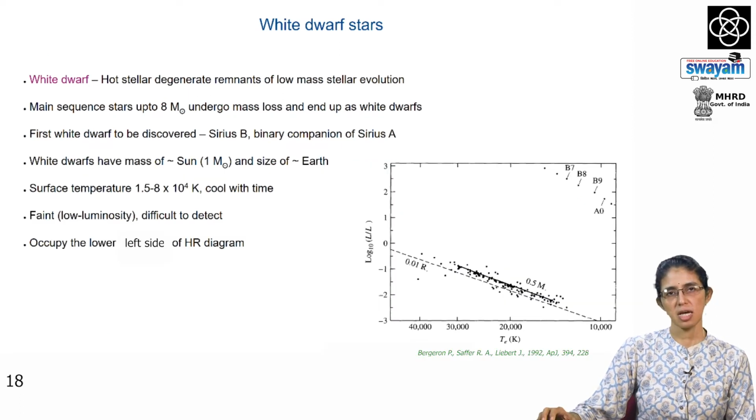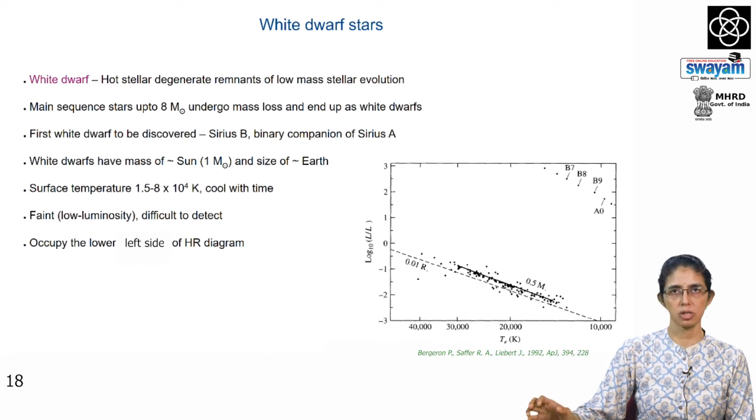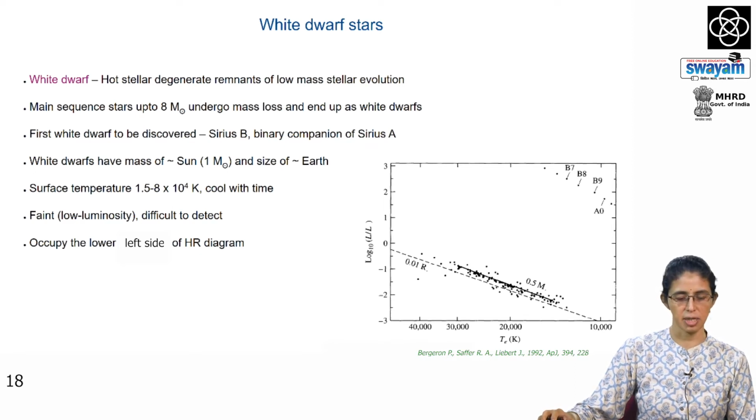White dwarf stars have a high effective temperature because, although there is no nuclear energy generation happening in them, they have a lot of heat which is radiated out. As time passes, these white dwarf stars cool, and they are faint, low luminosity objects, and therefore they lie towards the lower side of the HR diagram.